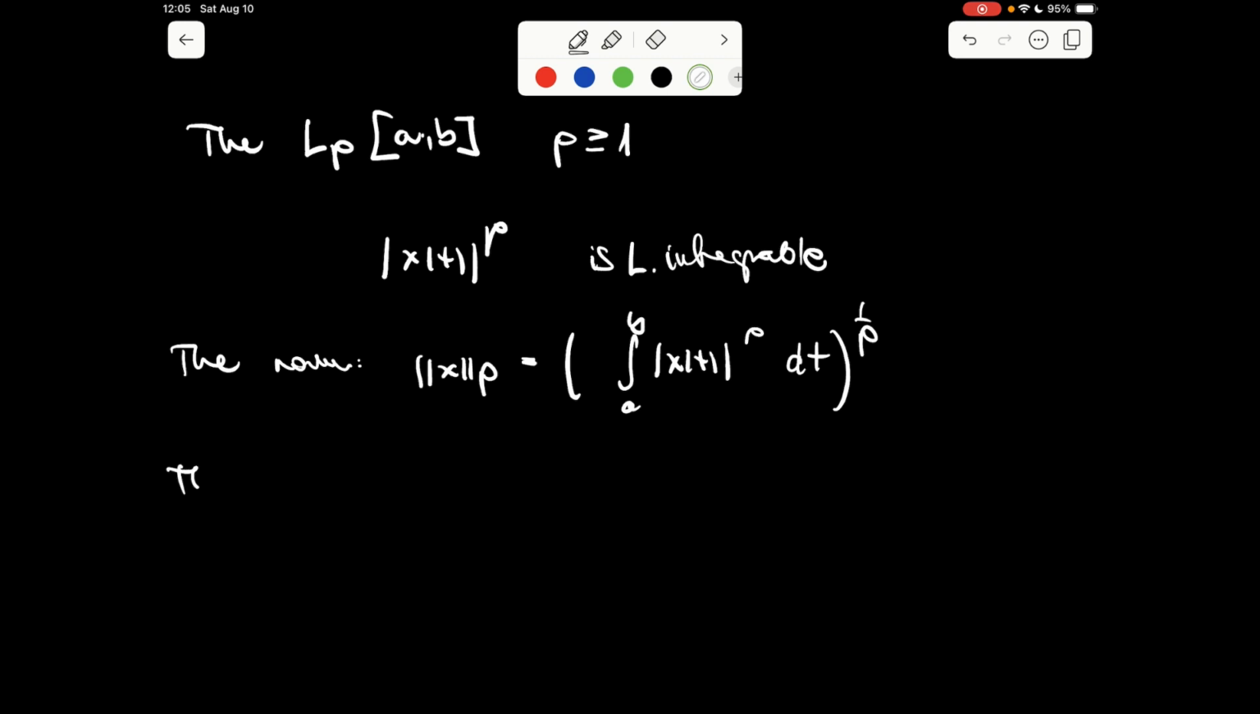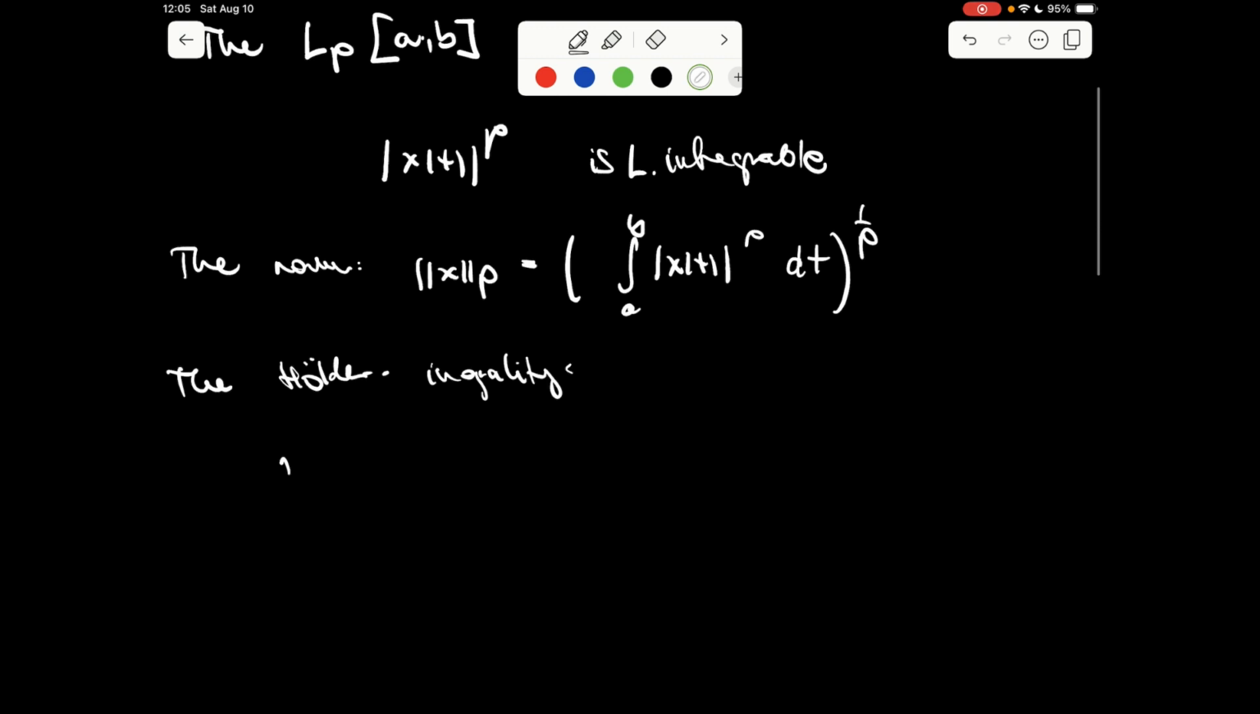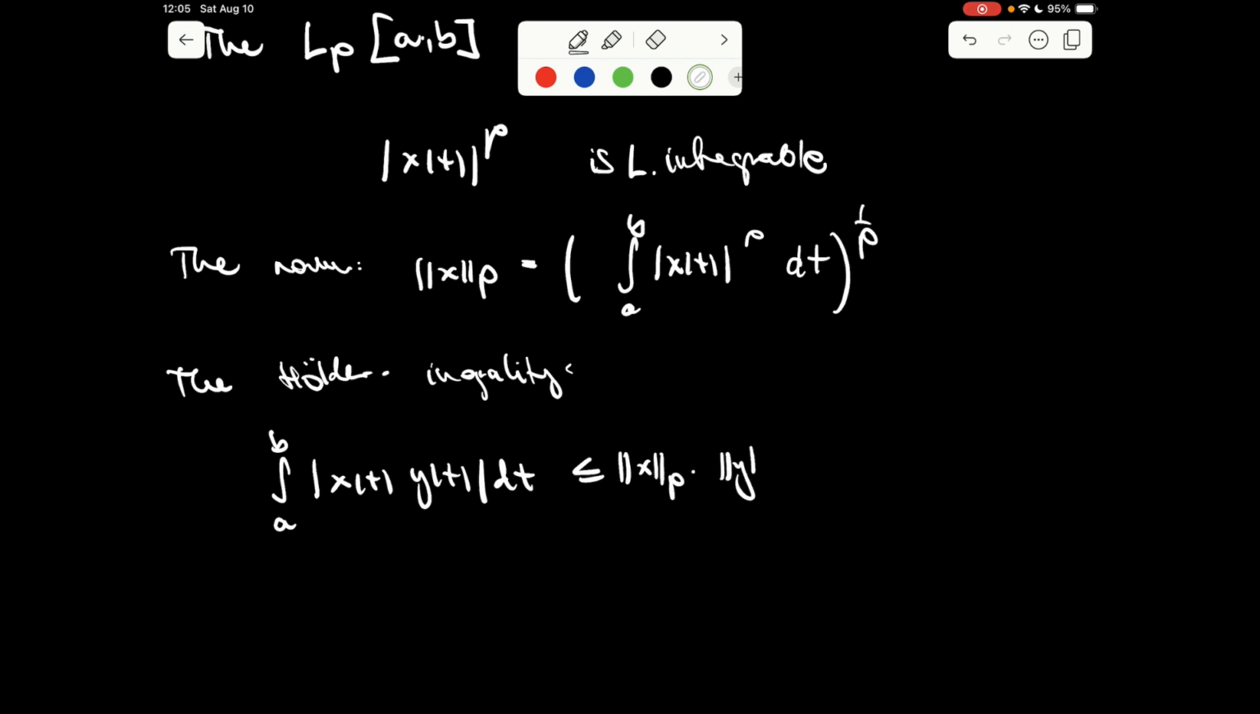The Hölder inequality claims that this integral cannot be higher than this expression based on the norms of the two functions. So these were the basics.